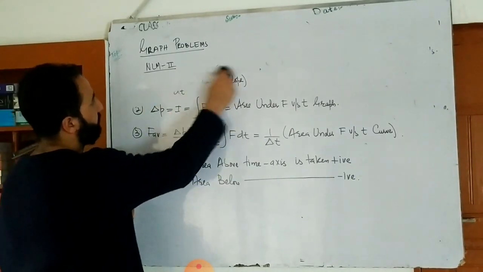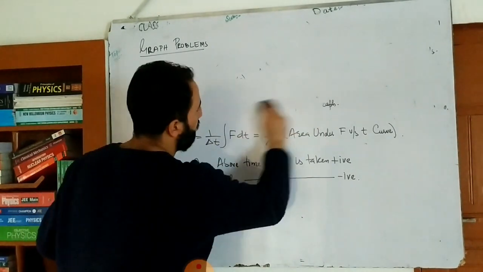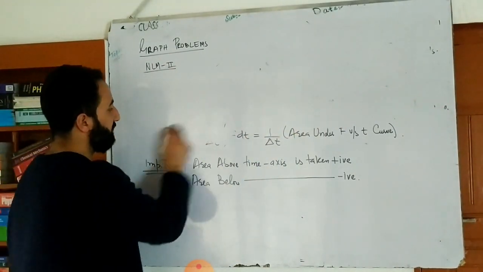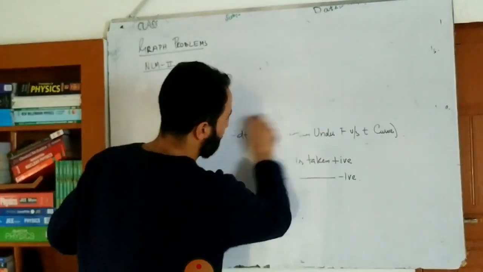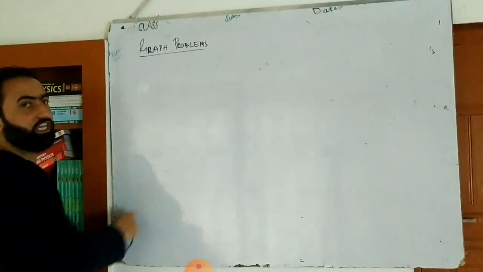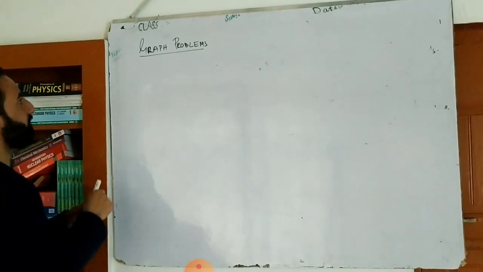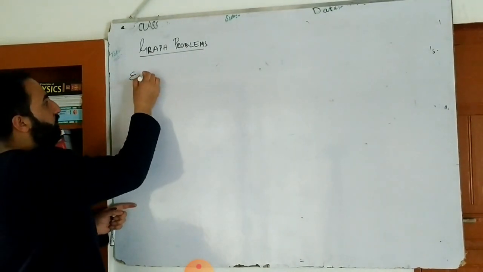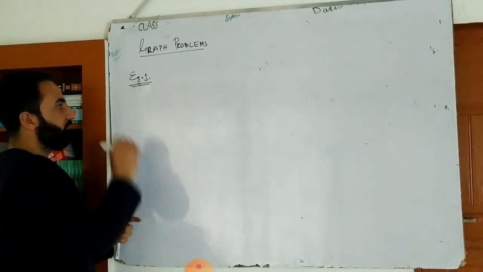Now pay attention. So first of all, let's plot the P versus T curve and do the examples. Okay, let's do the examples on that. We have done such types of examples already in kinematics. Okay, so example number one.